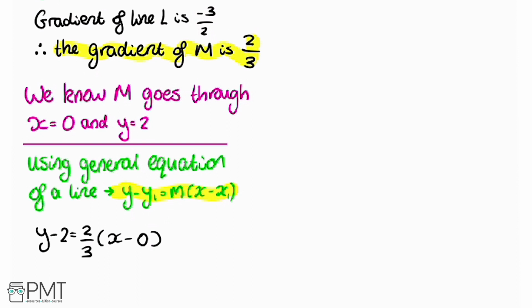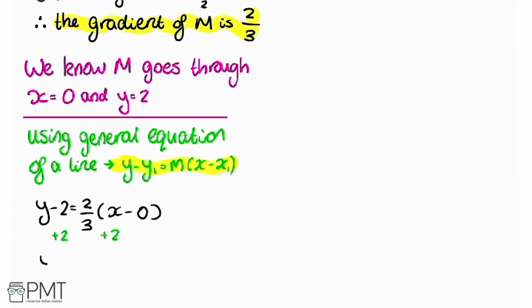Now we're going to simplify this up a little bit. So x minus 0, well that's just x. So we're going to have 2 over 3 x on this side, and minus 2 here. So if I add 2 to both sides, we're going to get that y equals 2 over 3 x plus 2.